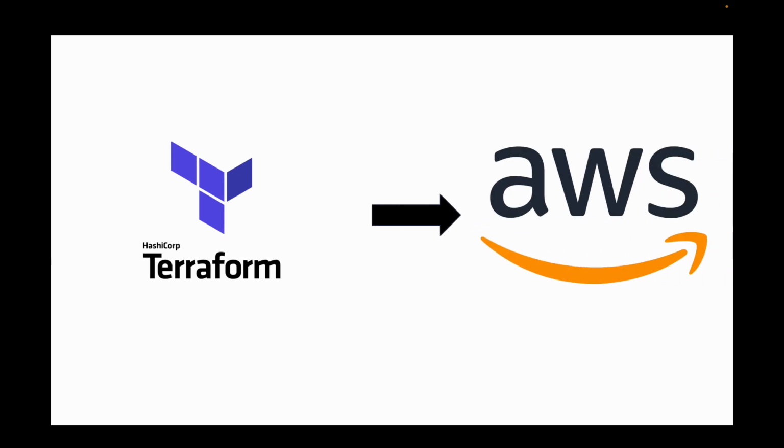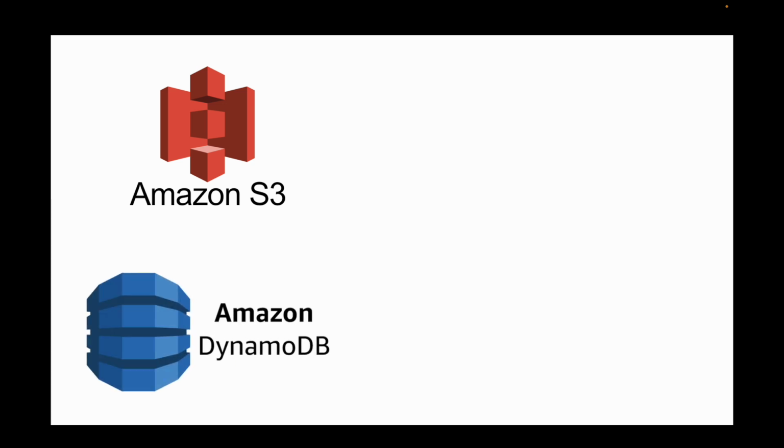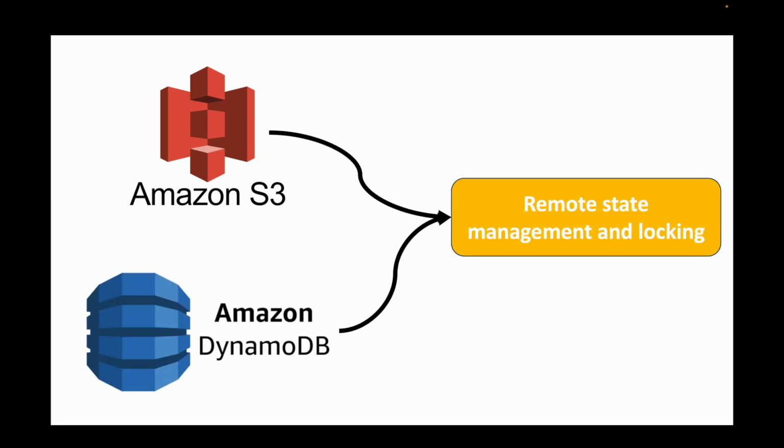If you're using Terraform to manage your infrastructure on AWS, then you're probably familiar with the age-old combo of using S3 buckets with DynamoDB for managing your remote state file as well as locking the state file. So S3 is what we use to store the state file, and then DynamoDB to manage the locking of the state file so that the lock file does not get corrupted when multiple users are using Terraform.